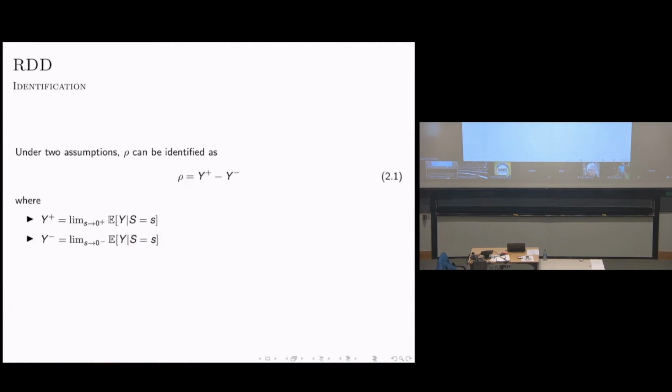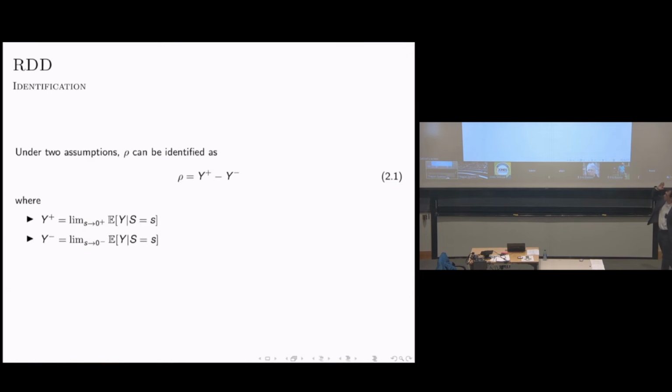So if I have these two assumptions, then I can write this rho as a difference of two limits, y plus and y minus. Y plus is the limit as the arrival time gets close to split flow from the right of the conditional mean of the observed outcome given the arrival time. And y minus is the limit as the arrival time approaches care start from the left, so from morning to noon, of the conditional mean of the observed outcome given the arrival time.